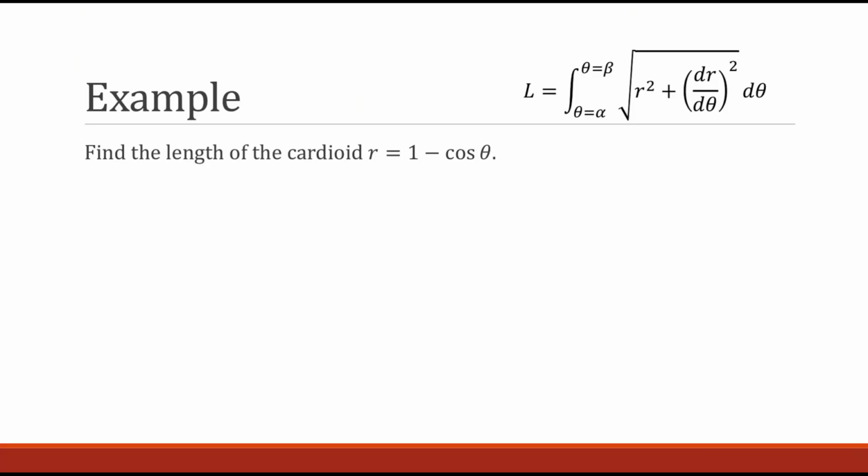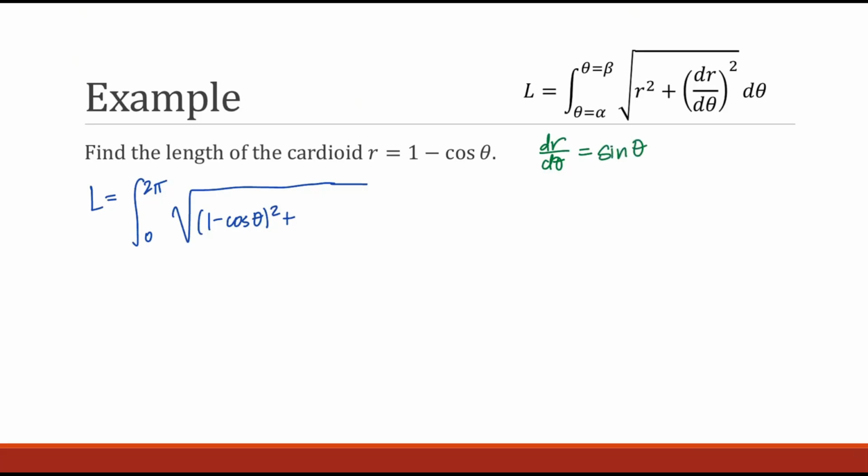So to set up our arc length here, we're going to say the integral is from 0 to 2 pi of the square root of r squared, so (1 minus cosine theta) squared, plus (dr d theta) squared. So let's take that derivative over here. Dr d theta, well, the derivative of cosine is negative sine. There's already a negative there, so just sine theta. So inside here, we're going to have sine squared theta d theta.